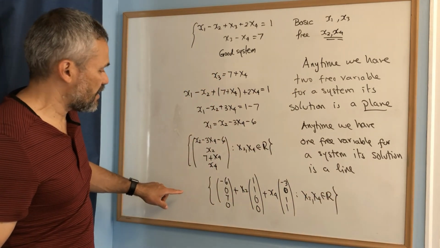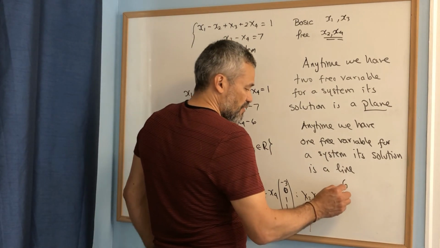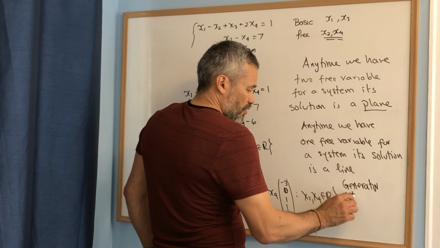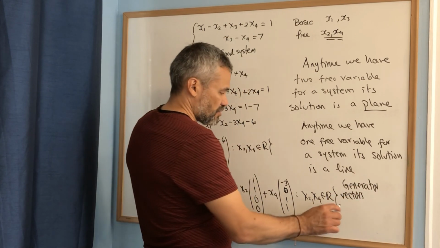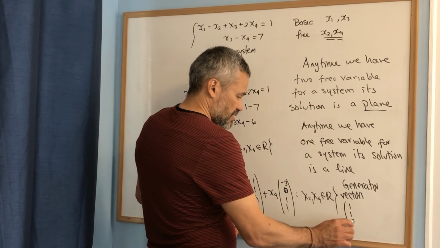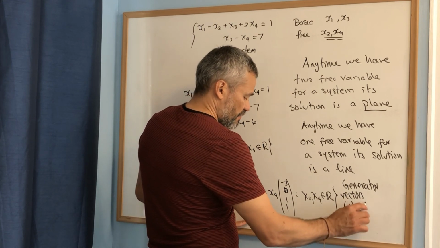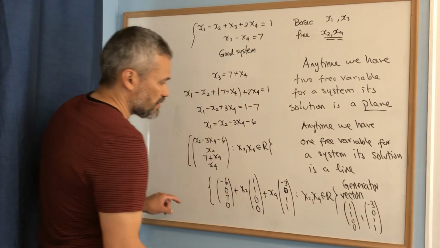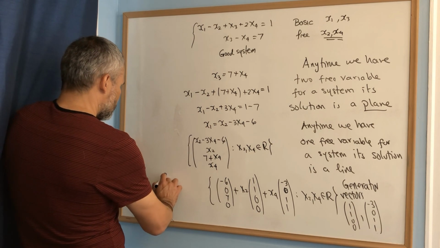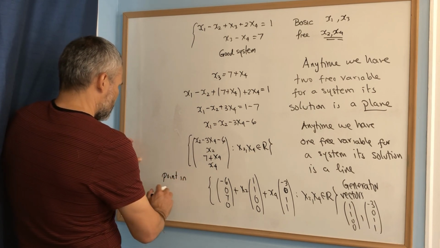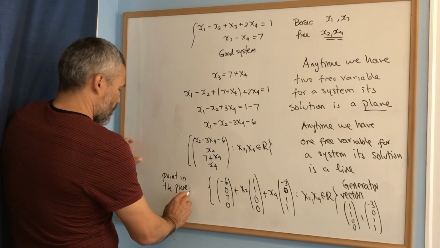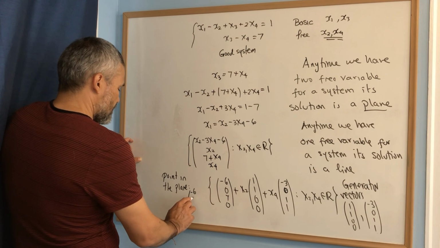That means that the generator vectors are the vectors (1, 1, 0, 0) and the vector (-3, 0, 1, 1). And the point in the plane is the point (-6, 0, 7, 0).